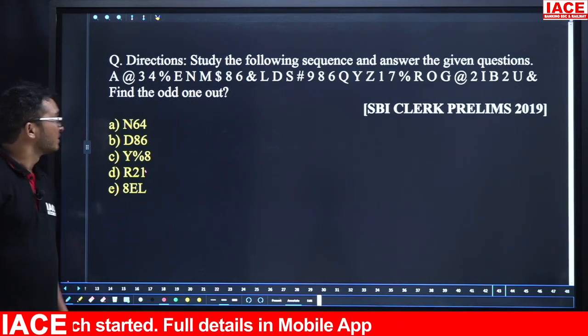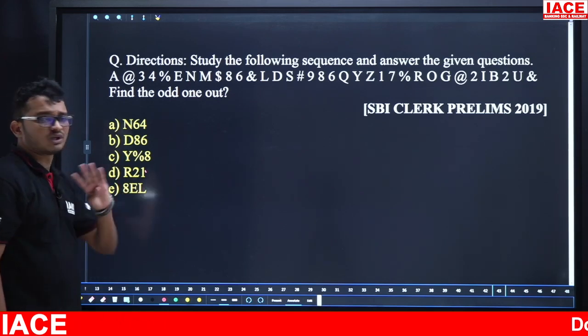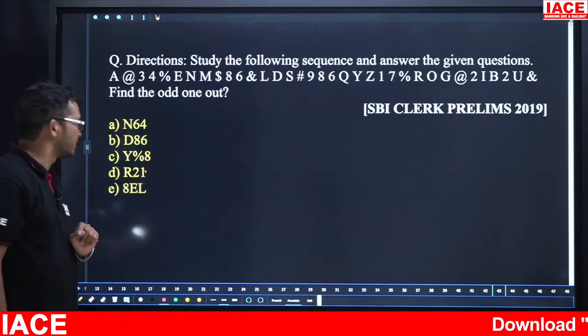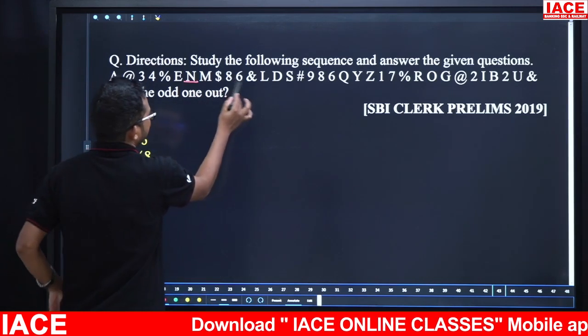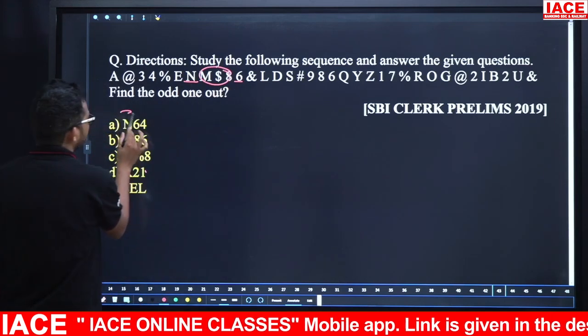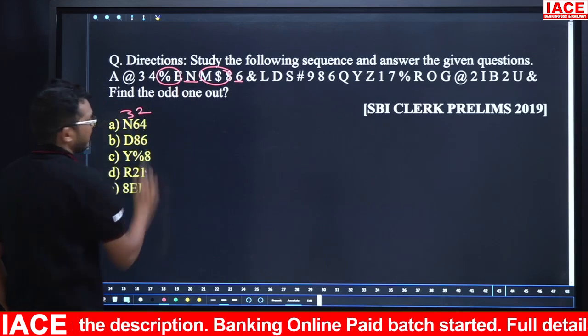Yes, time up. Take your given question, find the odd one out. Out of the given 5 options, 4 are the same and 1 is different. Which one is different? Take here N 6 4. Friends, N and 6, forward, we have a 3 elements gap. Next, N and 4, backward, we have a 2 elements gap.